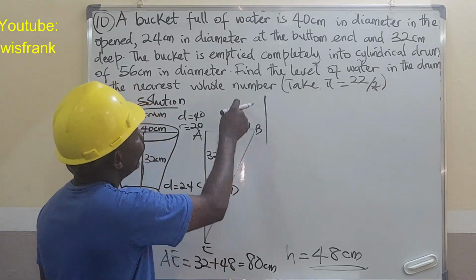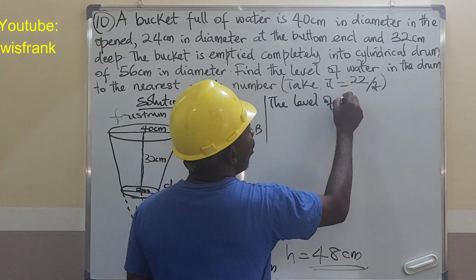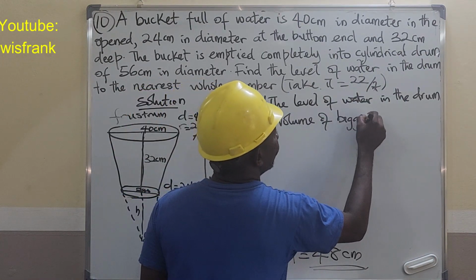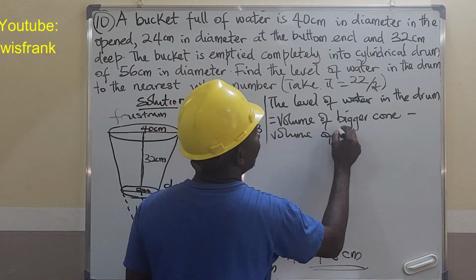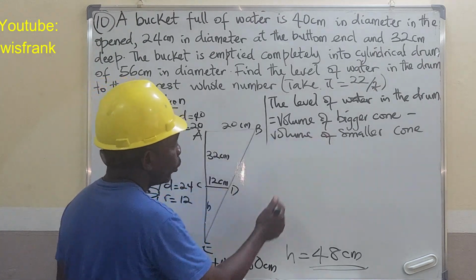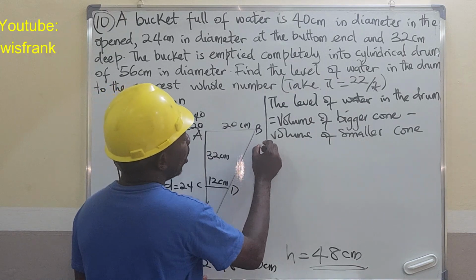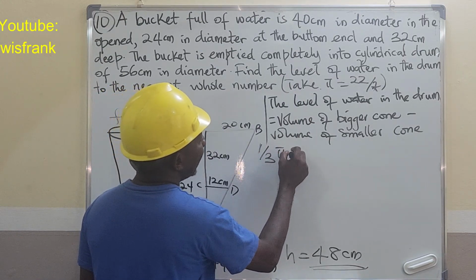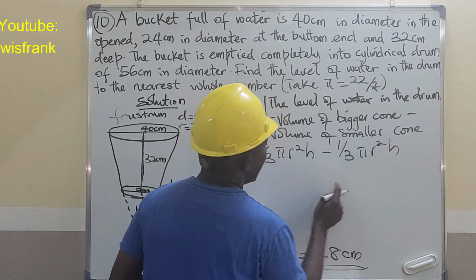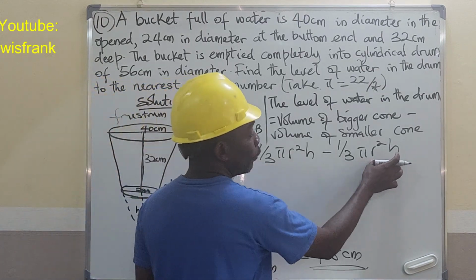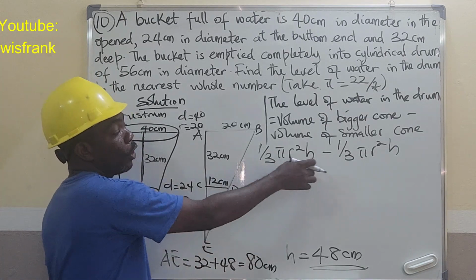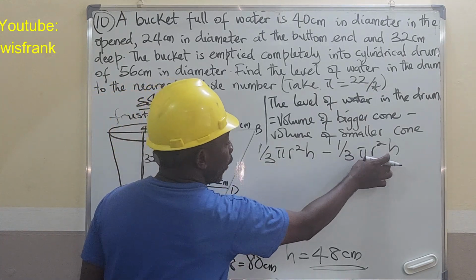Therefore, what we are going to do to find the level of water in the drum, the level of water in the drum equals the volume of the bigger cone minus the volume of the smaller cone. We are going to find the formula for the volume of a cone. So the formula for the volume of the cone will be 1 all over 3 pi r squared h minus 1 all over 3 pi r squared h. Let this one stand for the bigger cone and this one stand for the smaller cone. So in this case, we will substitute the parameters for the bigger cone here and also substitute the parameters for the smaller cone in this formula.